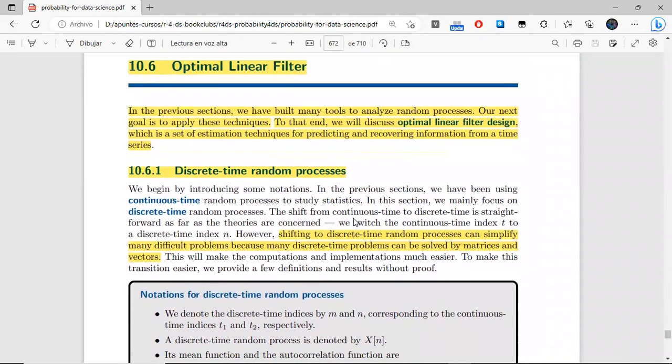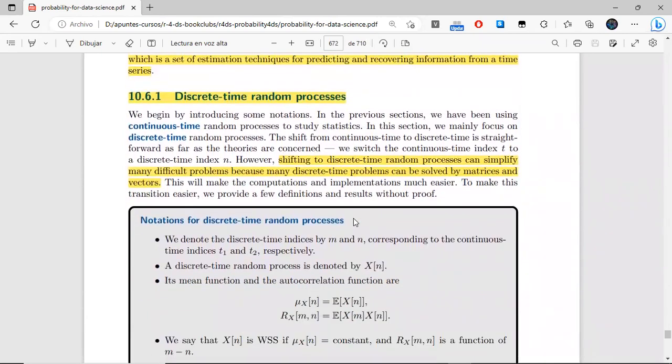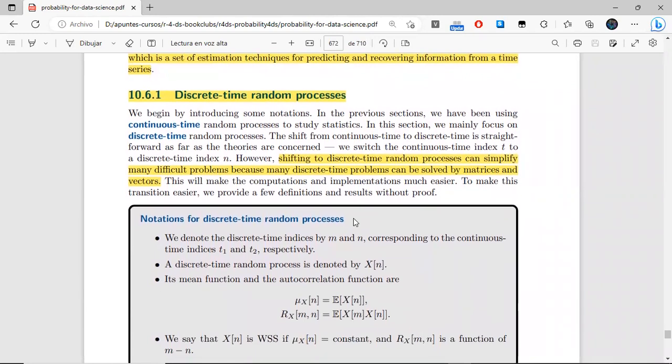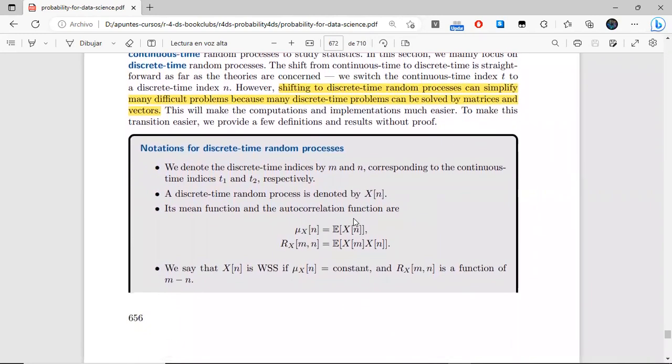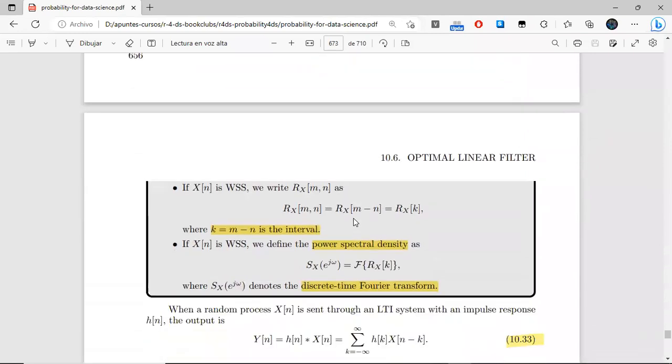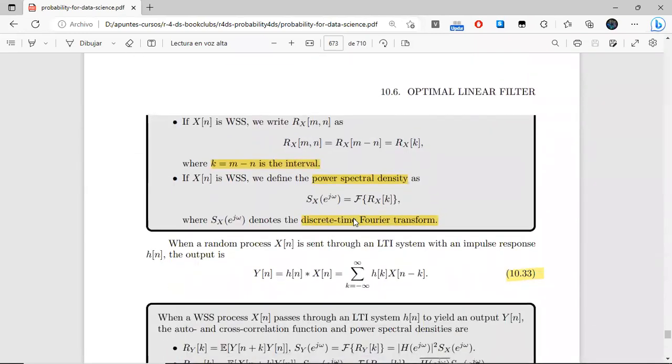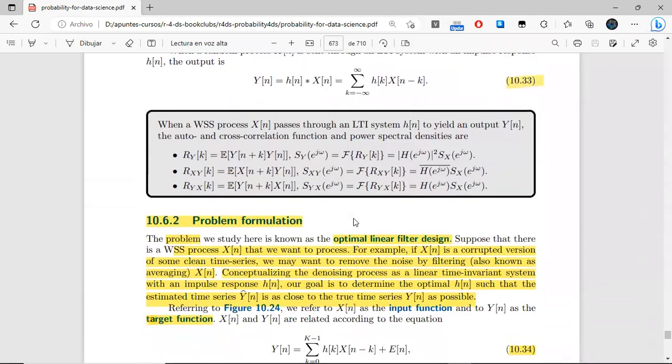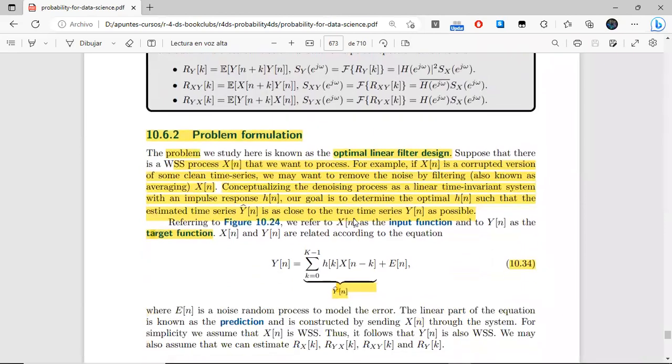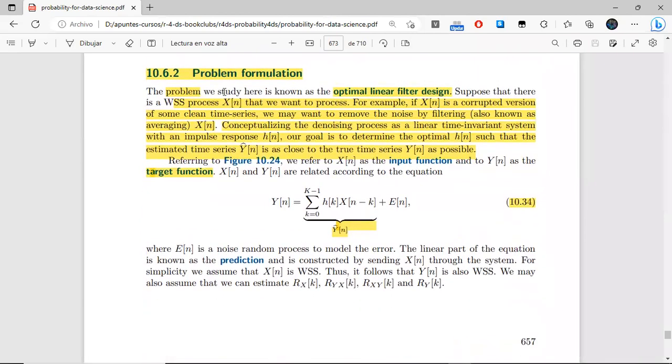So the optimal linear filter: we're going to be taking a look at these first two examples for the discrete case. We saw how we can change the model of the random process to discrete. It's already been shown when we constructed such a matrix R. There is a slight change of notation, but we don't have to go over that. The problem we are working on is called optimal linear filter design. Our input is corrupted, and we are assuming that this random process is some time series, and we simply want to filter the noise.